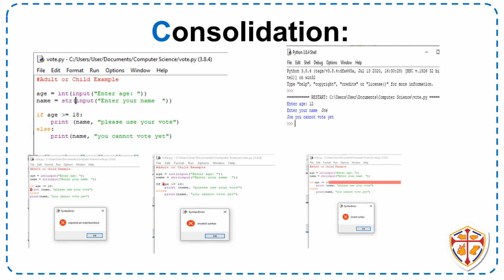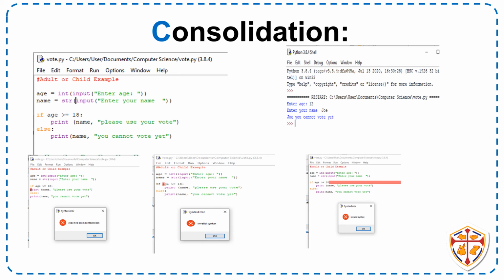Here is one example of successful code. Age and name variables are defined, and the user has been asked to enter their age and name. Then we have the if-else statement. If the user is not over 18, then they're told they can't vote. On the right hand side is a successful running of the code, and as we can see, Joe, who is 12, is not allowed to vote yet.